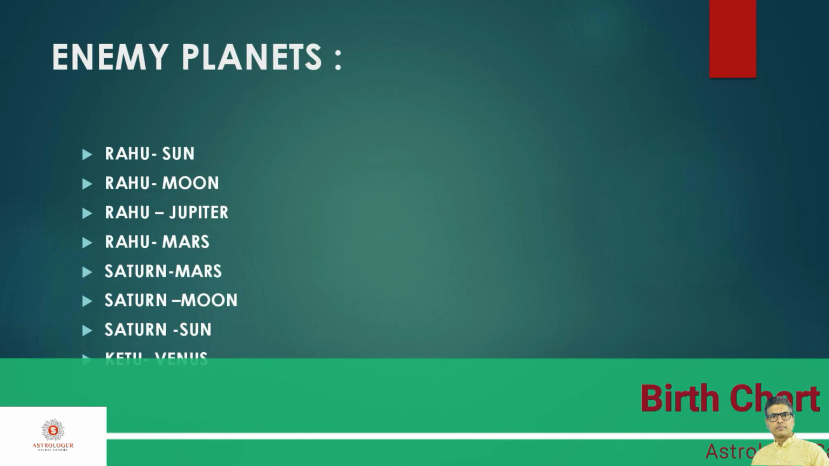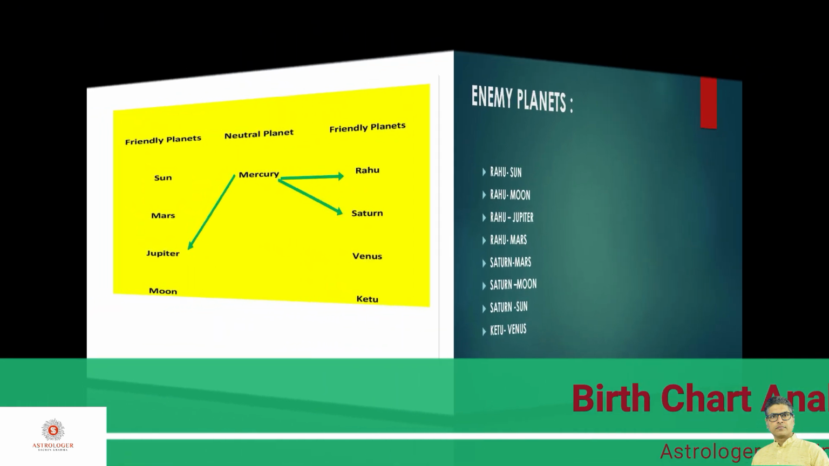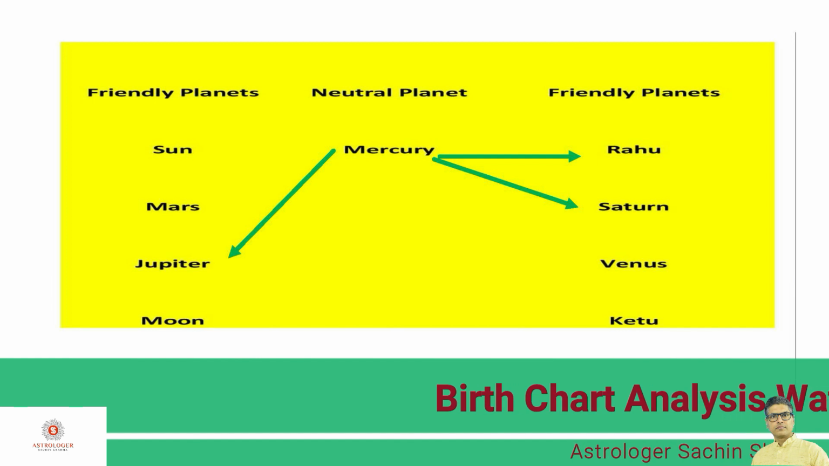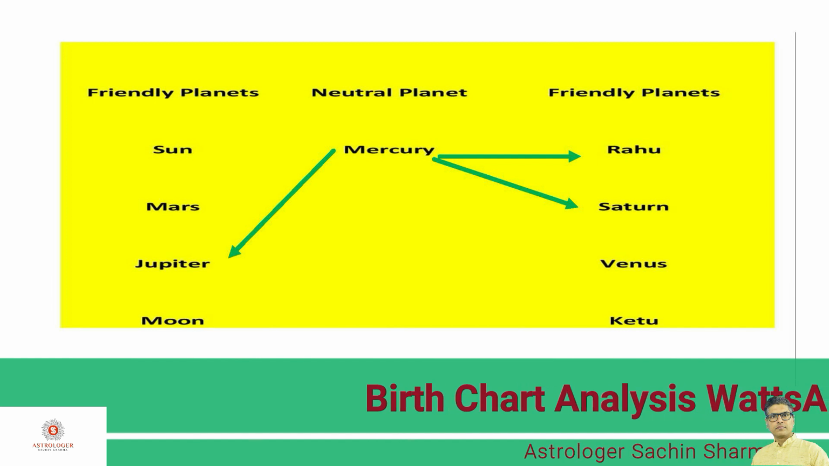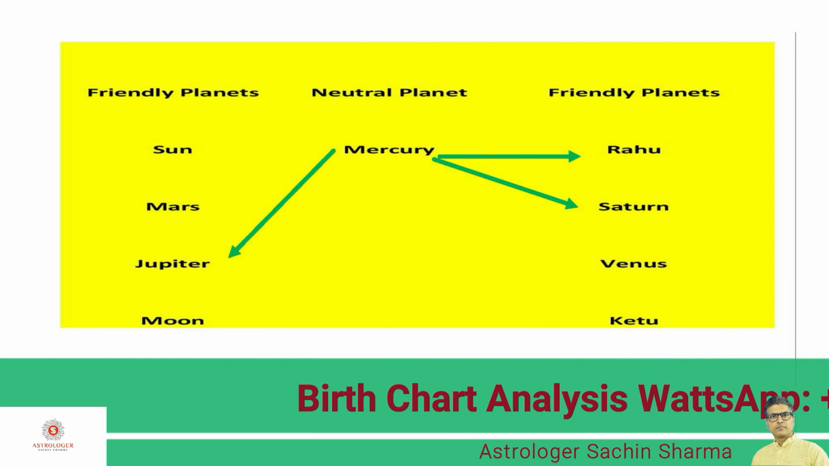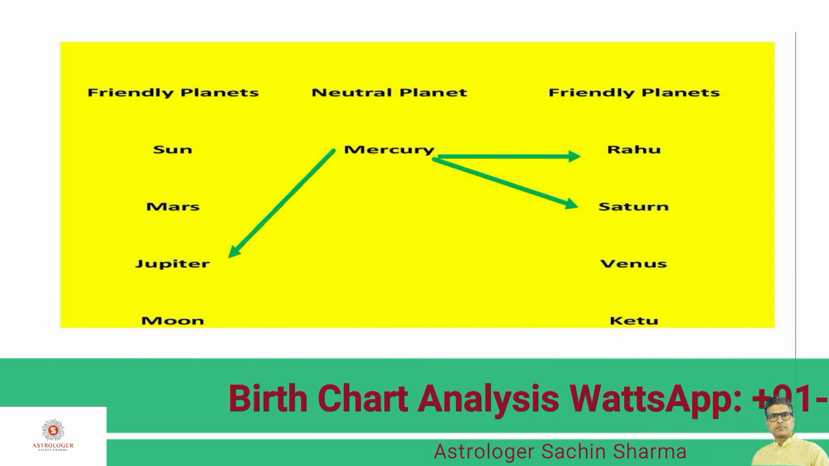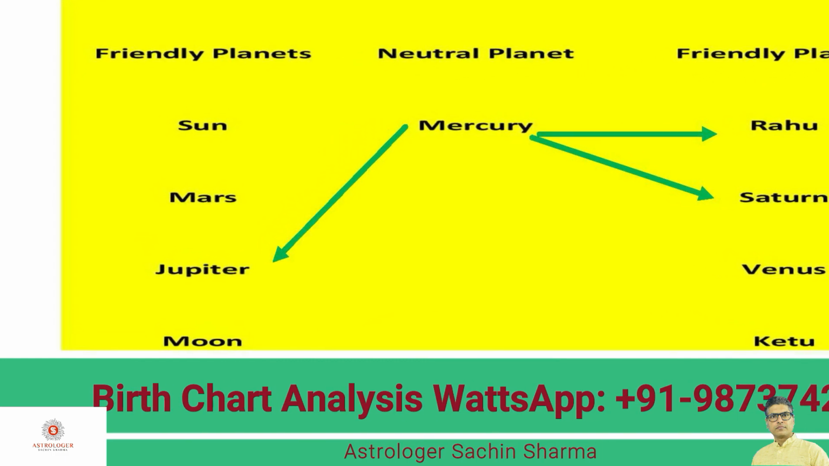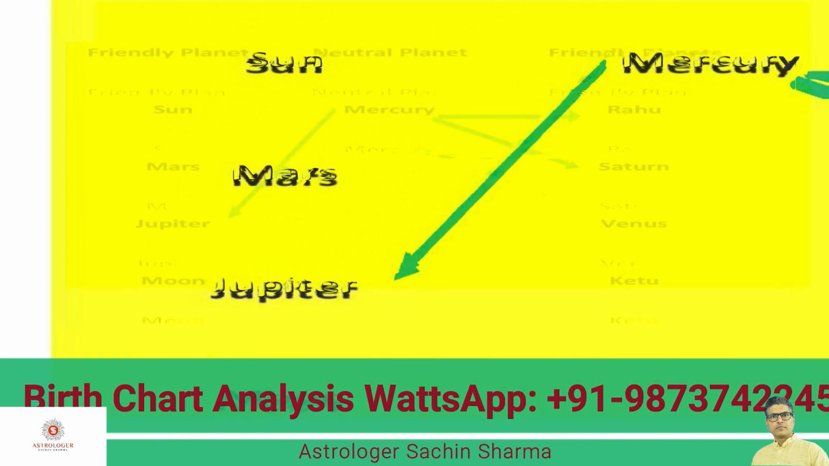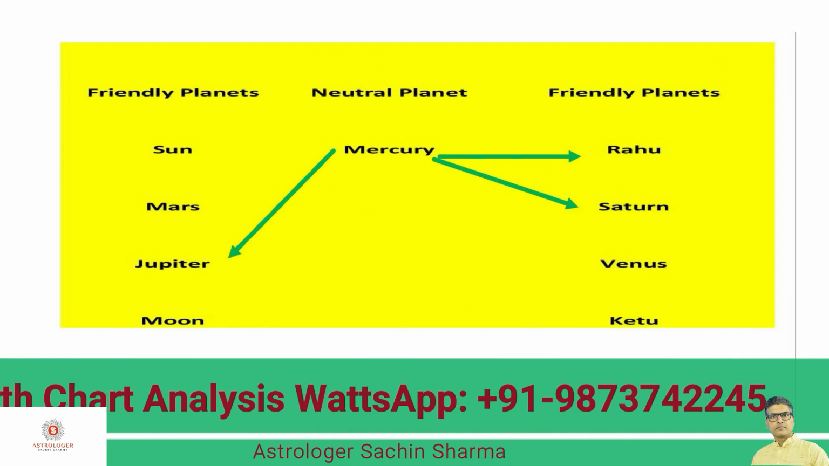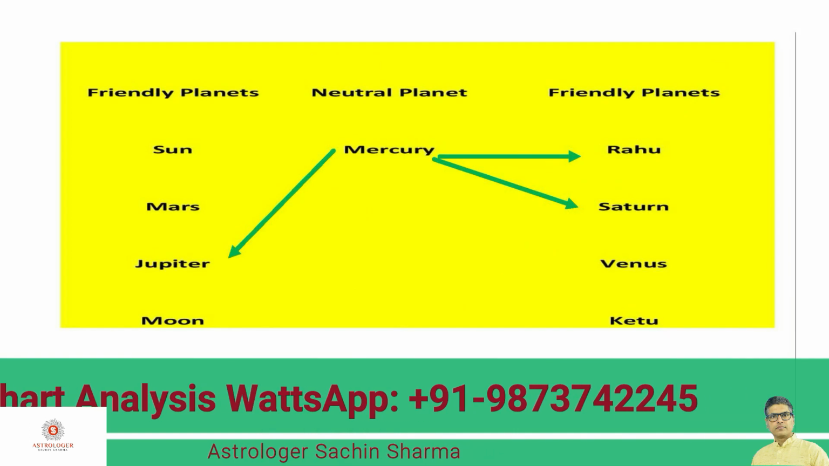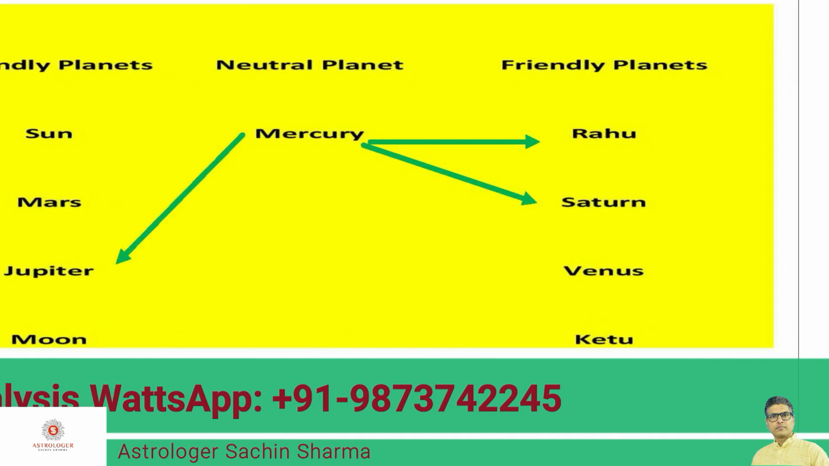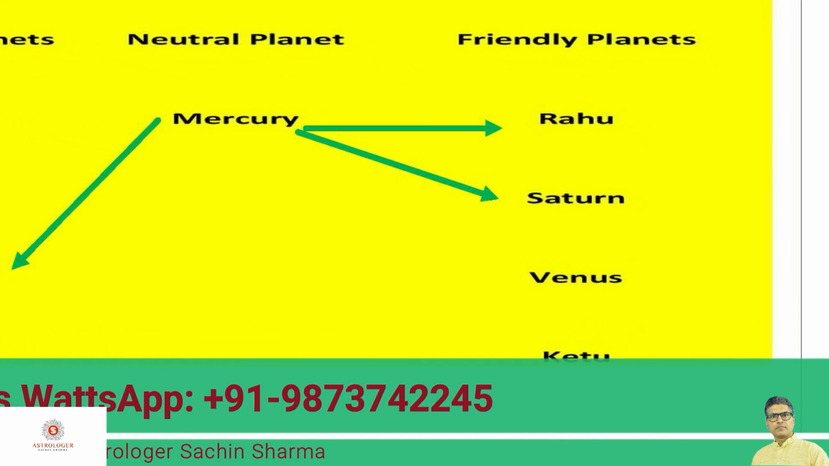Here I have prepared a very easy table for you so that this concept will be easily understandable. Here Mercury is a planet which is friendly to both groups. There are two groups, as you can see here. In one group Sun, Moon, Mars and Jupiter are friendly to each other, and in another group there are the other planets Saturn, Venus, Rahu and Ketu, which are friendly to each other.